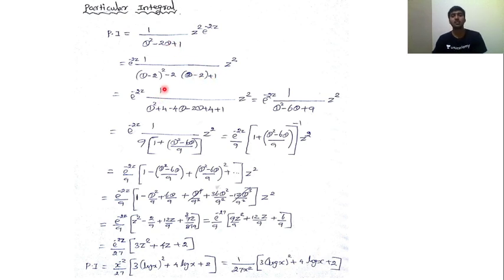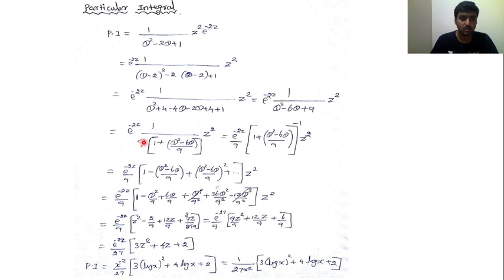Now simplify the denominator. Using the (a minus b) the whole square format: theta square plus 2 square, which is 4, minus 2ab, that is 2 into theta into 2, which is minus 4 theta. Then minus 2 theta, plus minus 2 into minus 2, which is plus 4, plus 1. Now theta square minus 6 theta plus 9, into z square. So this is the denominator.